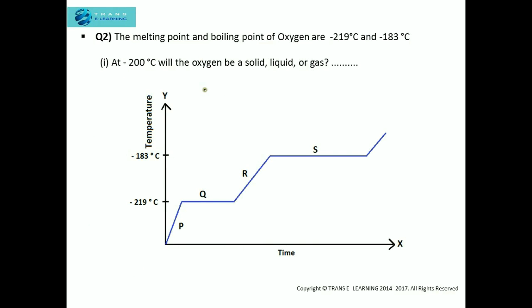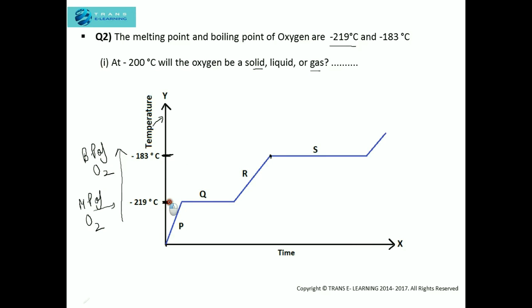The second question. The melting point and boiling point of oxygen are -219 degrees Celsius and -183 degrees Celsius. At -200 degrees Celsius, will the oxygen be a solid, liquid, or gas? You can see here that we have plotted the heating curve of oxygen where temperature is taken on the y-axis and the time is taken on the x-axis, and we have the different phases of oxygen. -219 degrees Celsius represents the melting point of oxygen, while -183 degrees Celsius represents the boiling point of oxygen.